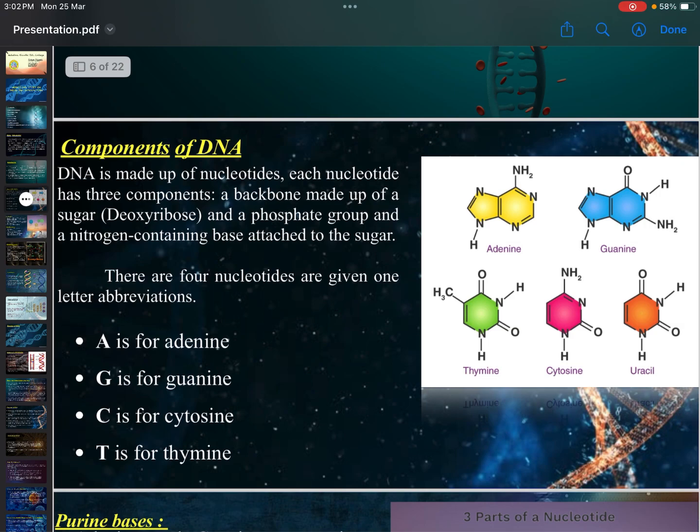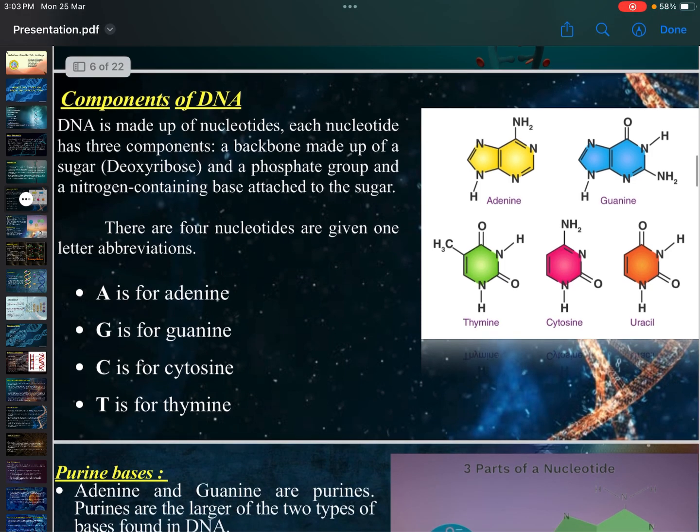Now let's see the components of DNA. DNA is made up of nucleotides. Each nucleotide has three components: a backbone made up of a sugar and a phosphate group, and a nitrogen-containing base attached to it. There are four nucleotides given here: adenine, guanine, cytosine and thymine.